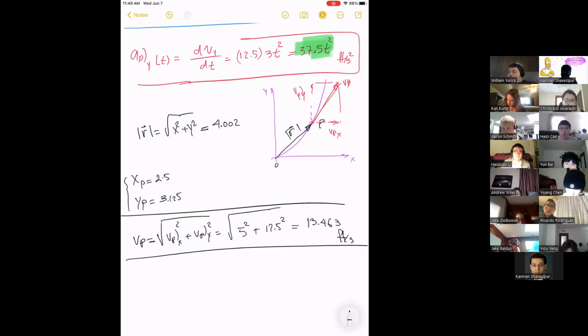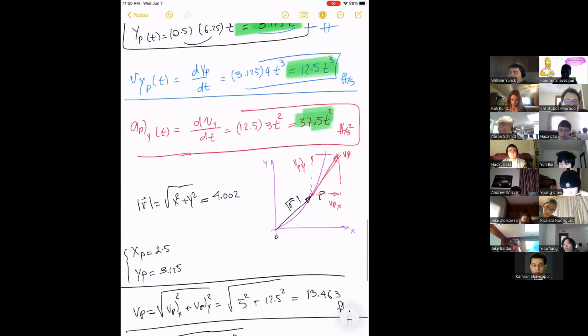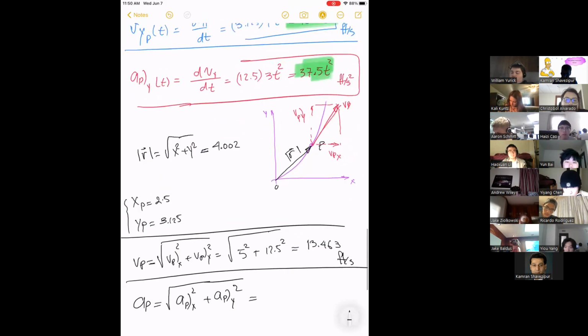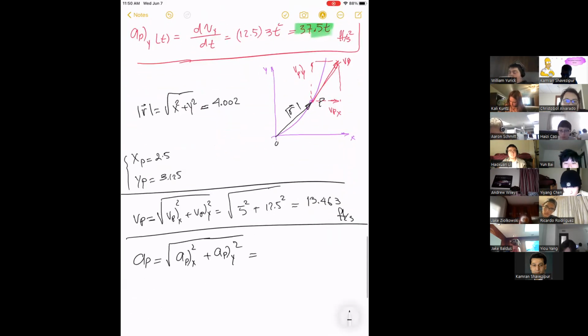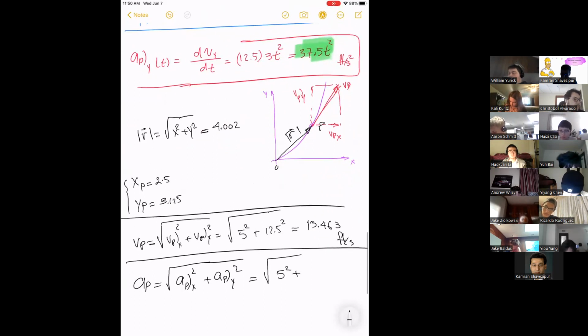How about acceleration? Same thing. APX squared plus APY squared, and you take the square root. And again, looking at this, APX is 5. APY is 37.5.